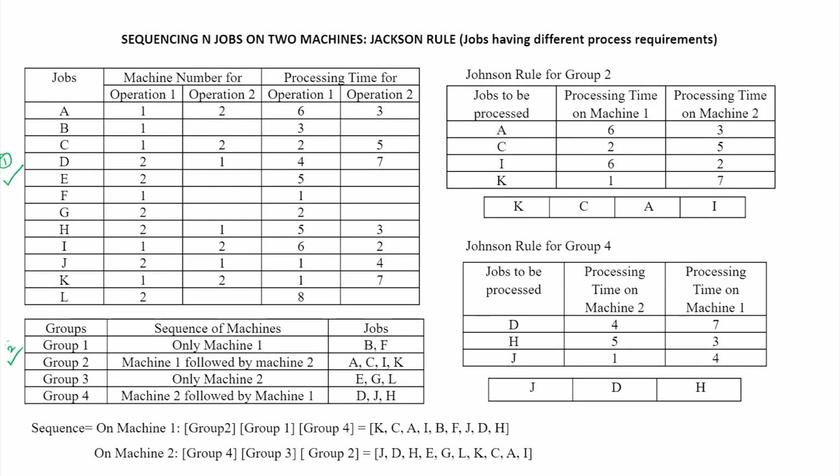Then this is step number 2, divide them into 4 different groups, and then for group 2, this is step 3, find out the optimal sequence applying Johnson's rule. Then step number 4, find out the optimal sequence for group 4 activities, and then as step 5, assemble them together and determine the optimal sequence of all the jobs on machine 1 and on machine 2.